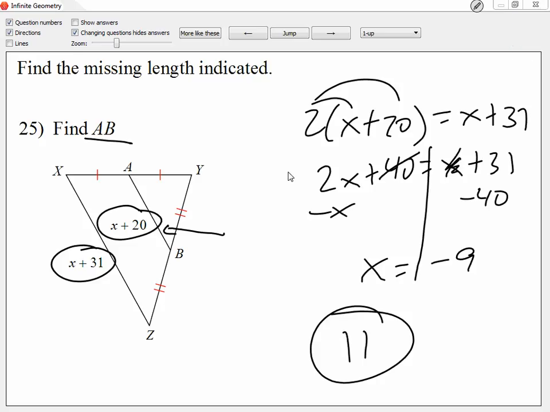Alright, any questions? No? Alright, let me take roll really quick.